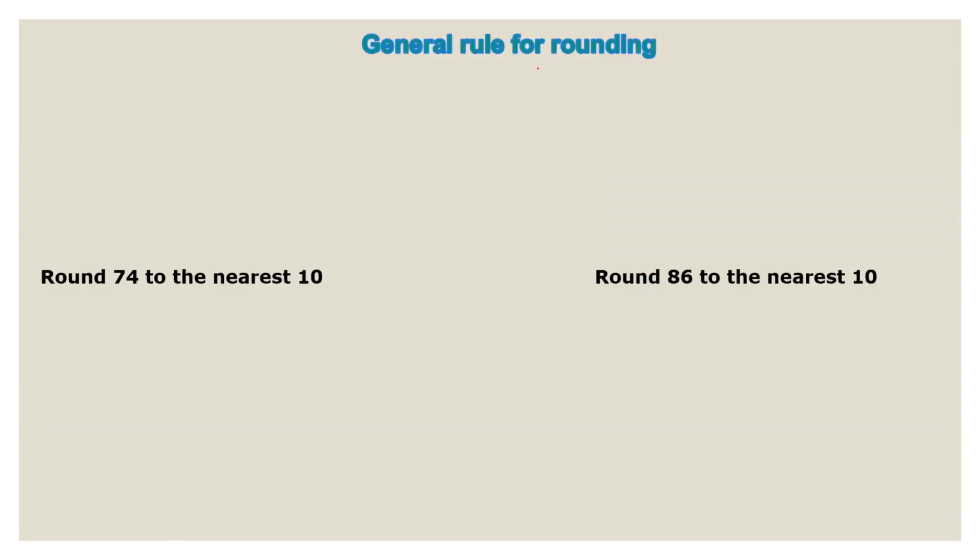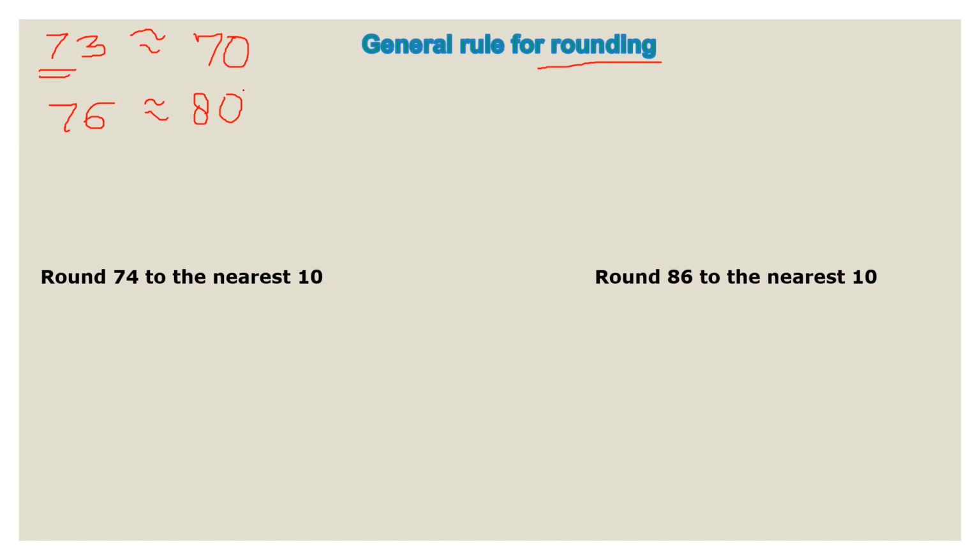General rule for rounding. What is rounding? Rounding means making a number simpler but keeping its value close to what it was. The result is less accurate but easier to use. For example, 73 rounded to the nearest 10 is 70. Why? Because 73 is closer to 70 than 80. How about 76? 76 goes up to 80. Why? Because 76 is closer to 80 than 70.